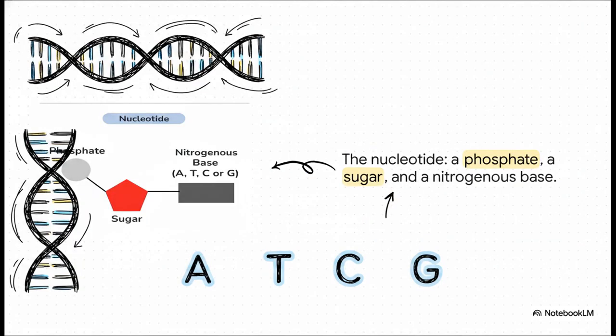And here's the really wild part. This unbelievably complex code is built from a super simple little unit called a nucleotide. It only has 3 parts, a phosphate, a sugar, and a base. That's it. And there are only 4 different bases, A, T, C, and G. Think about that. The entire encyclopedia of life is written with an alphabet of just 4 letters.